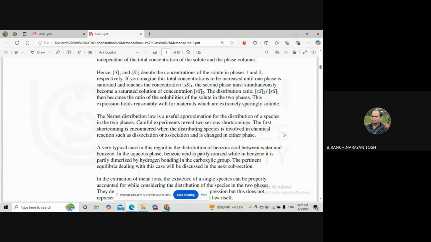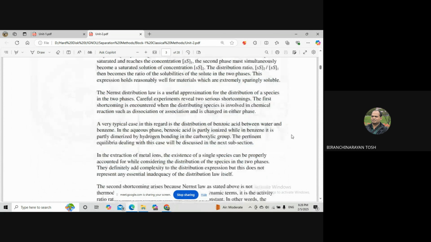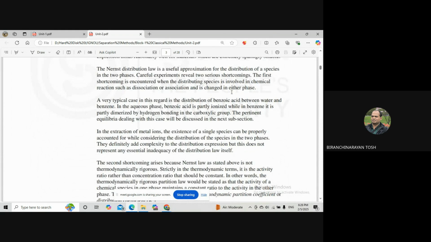Careful experiments reveal two serious shortcomings. The first one is when the distributing species is involved in a chemical reaction such as dissociation or association, and the molecular weight is changed in either case. So, as I told, there should not be any association or dissociation. The molecular weight of the solute must remain the same in the two phases.